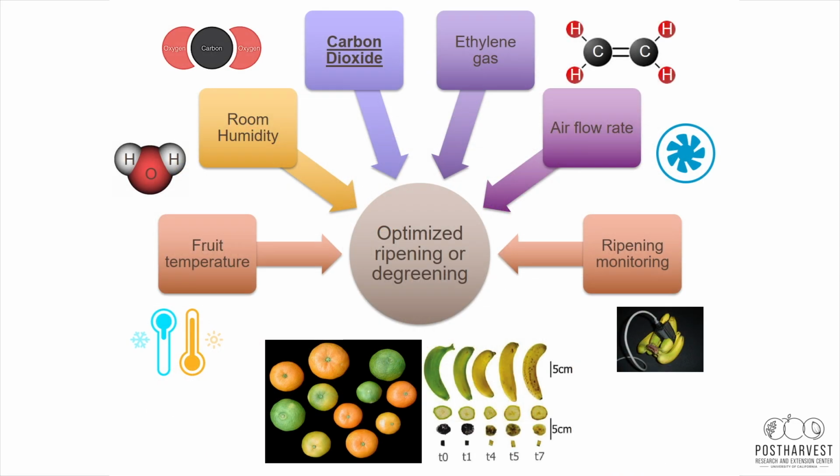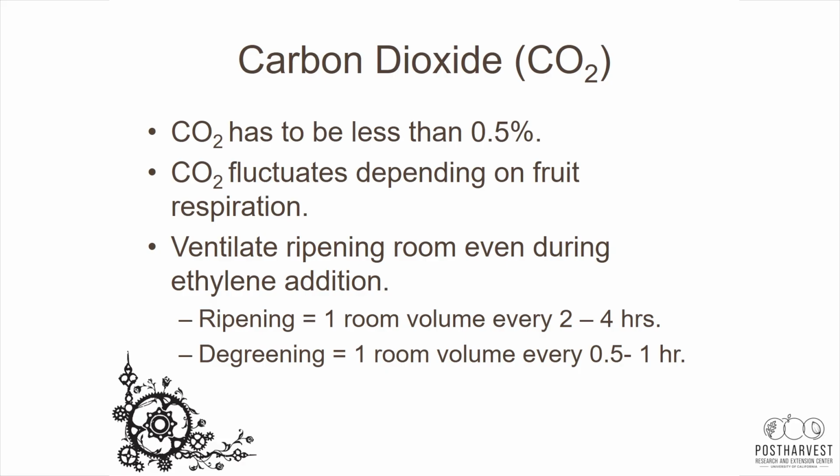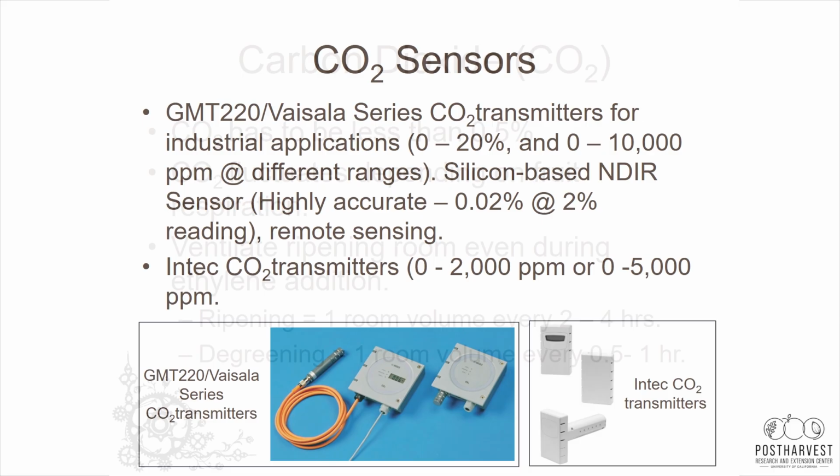Carbon dioxide: in that banana regimen that I showed at the beginning, I mentioned 1%, but typically CO2 has to be less than 0.5% in that room. And again, we achieve this through ventilation, and I'll leave this here as my time is almost over. But similar to ethylene, you achieve this through ventilation.